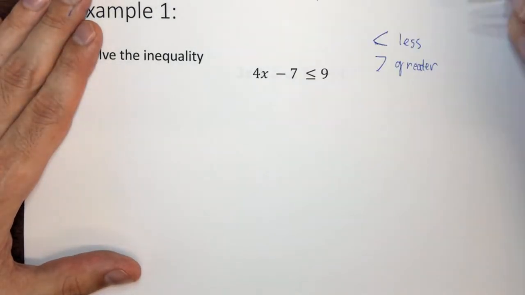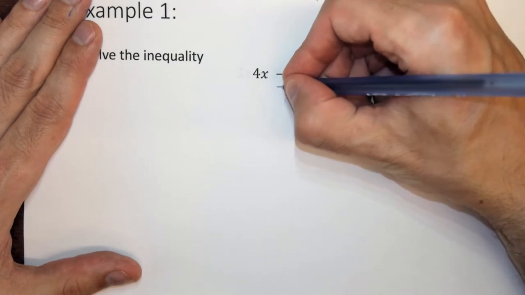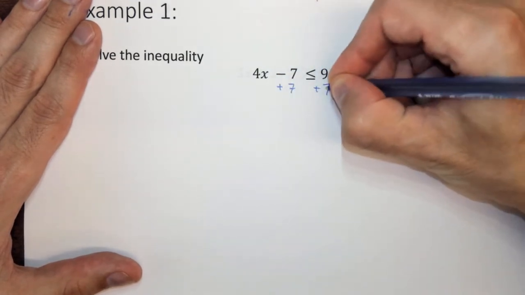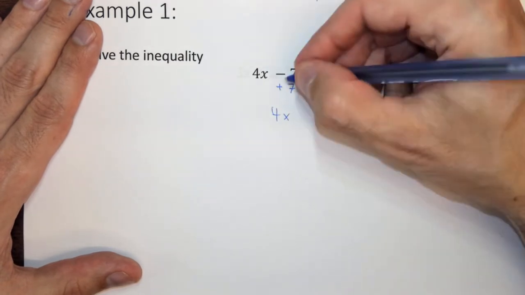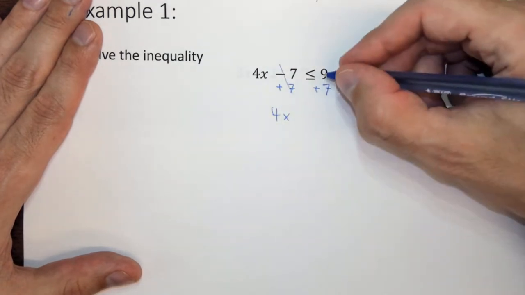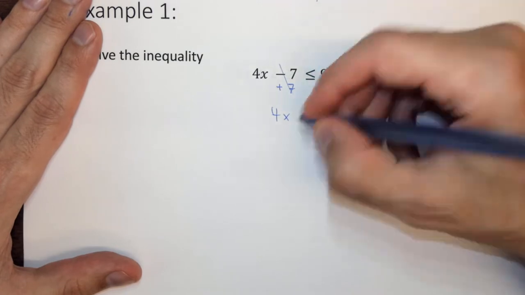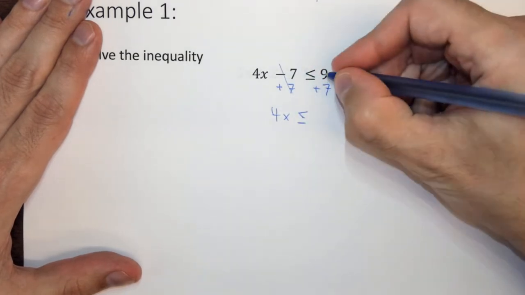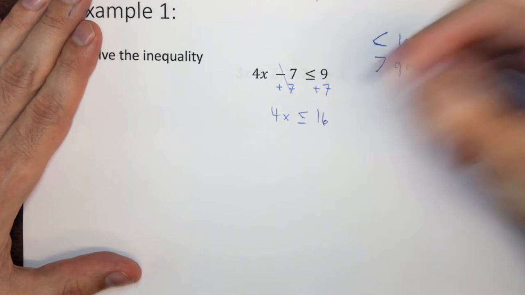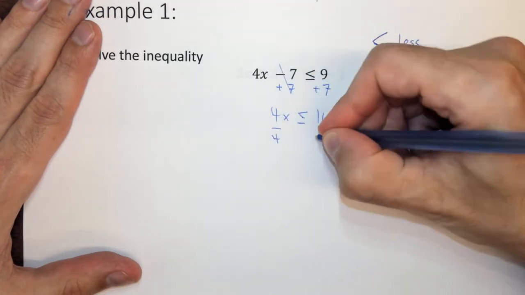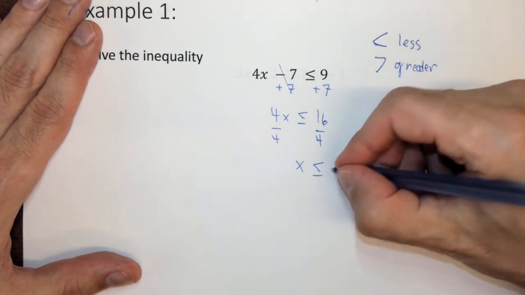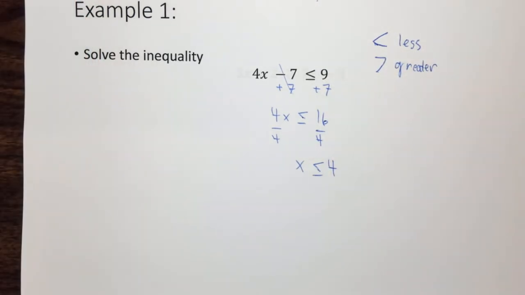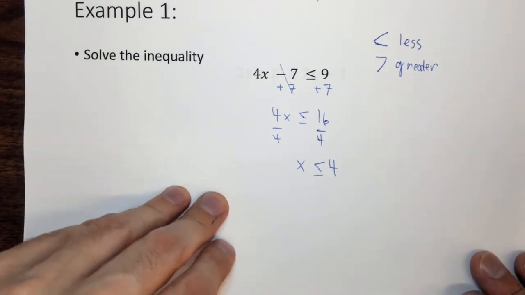Well, we do this one exactly the same way as we did in the previous example. We add 7 to both sides, like so, and we get 4x. The plus 7 and the minus 7 cancel out, and this just stays the same, less than or equal to 9 plus 7, which is 16. Divide by 4, divide by 4, x is less than or equal to 4. So we basically just use it exactly as an equal sign in this case.